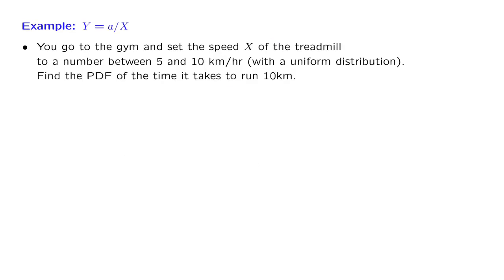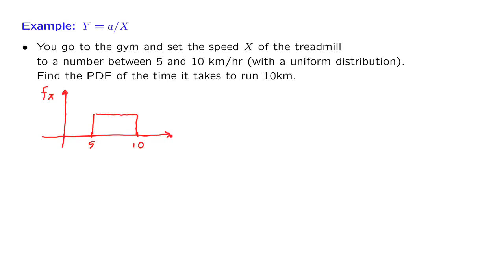Our second example is as follows. You go to the gym, you jump on the treadmill, and you set the speed on the treadmill to some random value, which we call x, and that random value is somewhere between 5 and 10 kilometers per hour, and the way that you set it is chosen at random and uniformly over this interval. So x is uniformly distributed on the interval between 5 and 10.